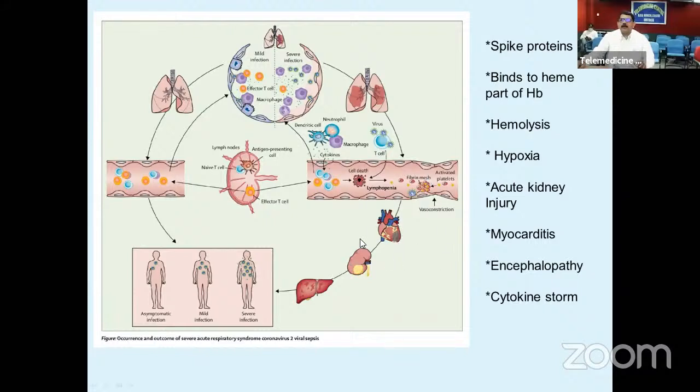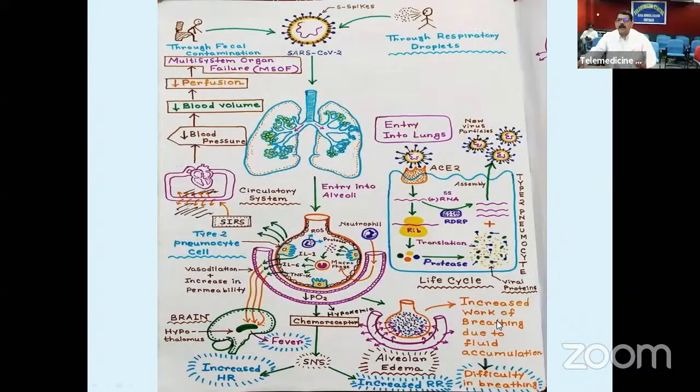You can see heart, kidney, liver involvement, and in severe infection with a high viral load, the patient deteriorates with the cytokine storm, which they are in the end. And here is a handwritten diagram of the pathophysiology, because you know it's a new virus, not much has come to textbooks.